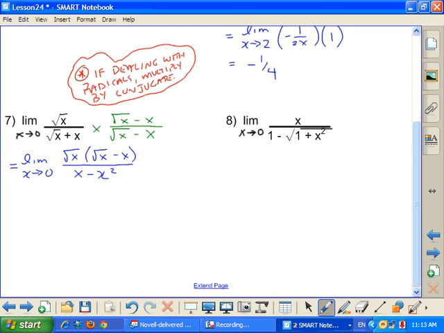At this point, I still have a problem. In the denominator, I have 0 minus 0. So now, can I factor? The answer is maybe. Let's take a look here. I'm going to distribute that root x in on the top. So the limit, as x approaches 0, root x times root x. As I distribute this in, root x times root x is x minus x root x over x minus x squared.